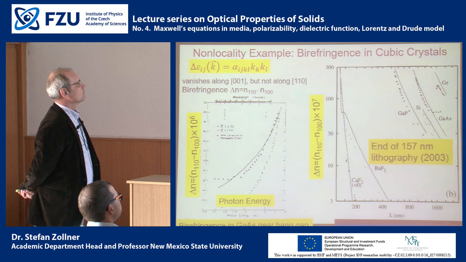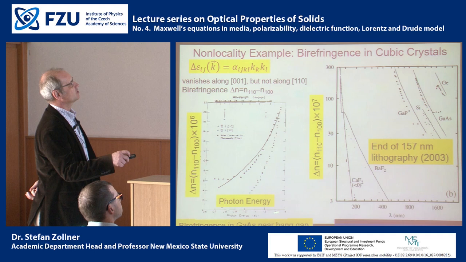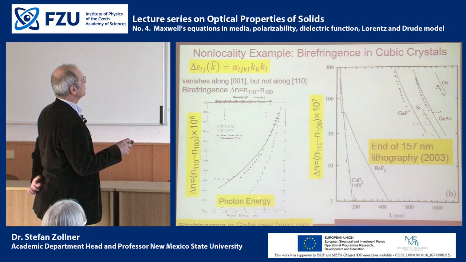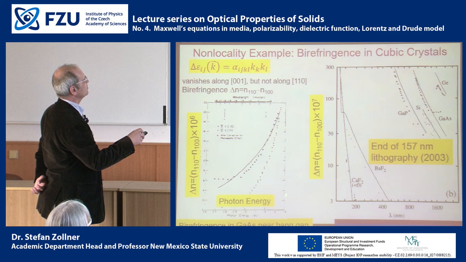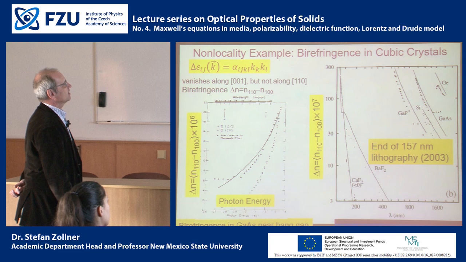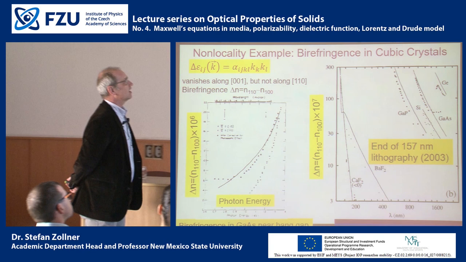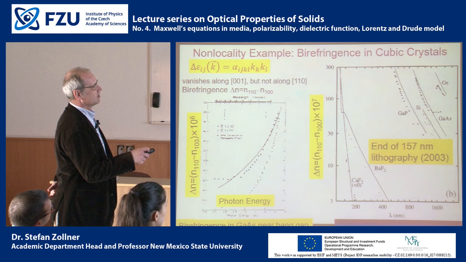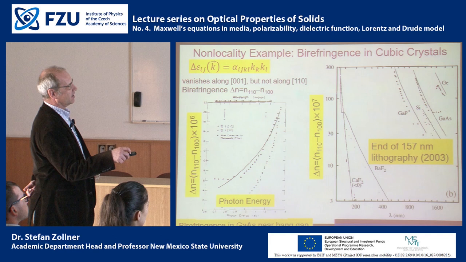So if you measure the birefringence in gallium arsenide near the band gap, which is around 1.5 electron volts, so the band gap is here at the right edge of the graph, then you see that there is a strong increase in the birefringence, and the reason for that is the non-local contribution to the dielectric constant. So that was 1971. The book by Agranovich and Ginzburg came out in 2000.